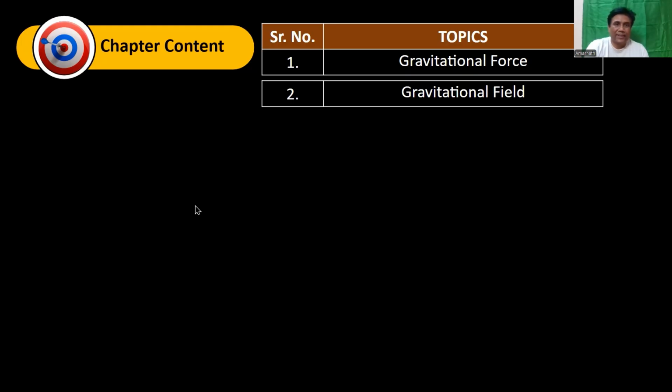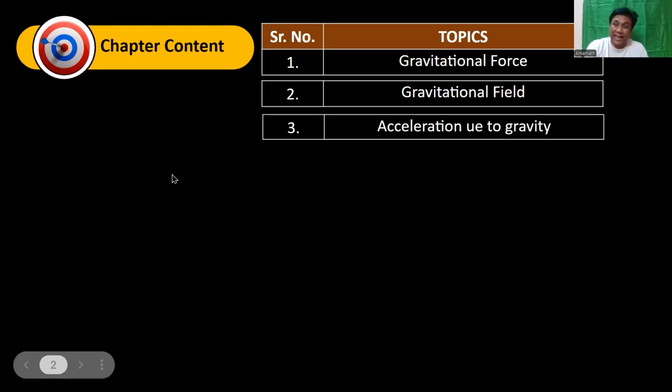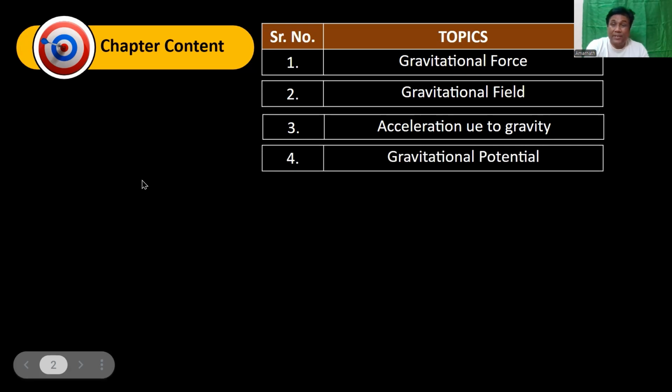Then the third point, we are going to discuss acceleration due to gravity. At different heights the acceleration will be different. Even at different points on Earth, acceleration due to gravity will be different. The normal value we take for acceleration due to gravity is 10 only, but it actually varies from place to place. Then we discuss gravitational potential.